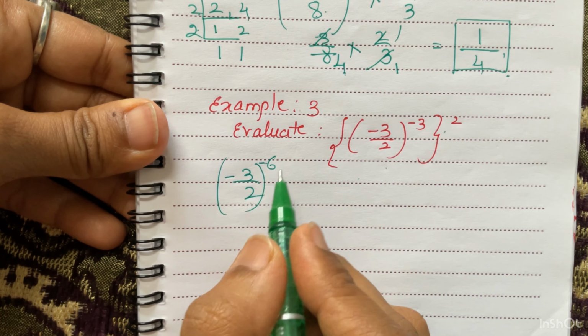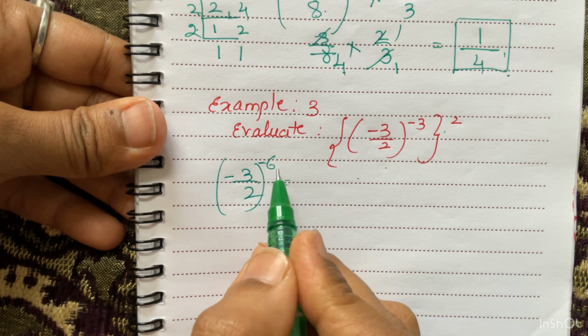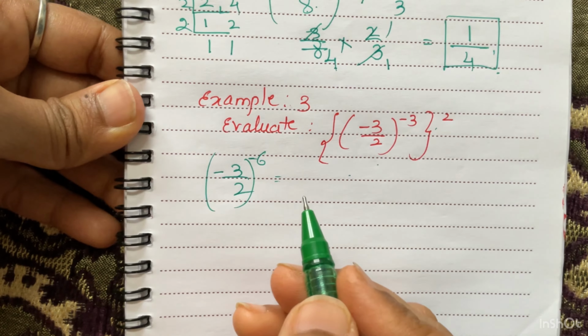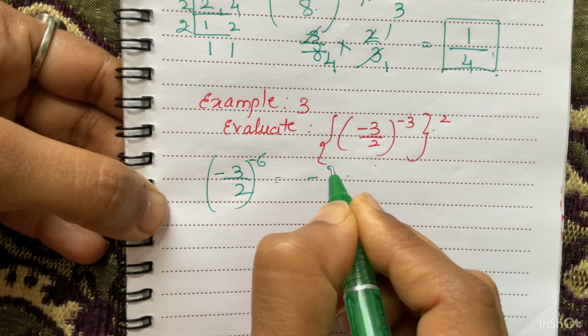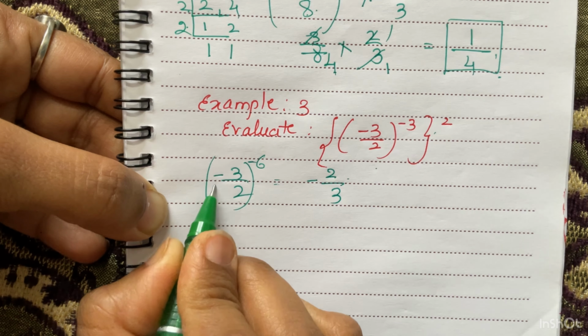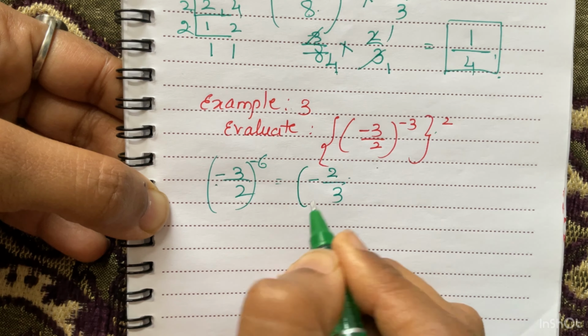Okay, now what we will do, as we know that the power we are having is a negative sign, we need to convert it to positive. To get positive, we'll do the reciprocal of that. So we will get 2 by 3, and it is not going to affect this negative sign, so it will remain as it is.